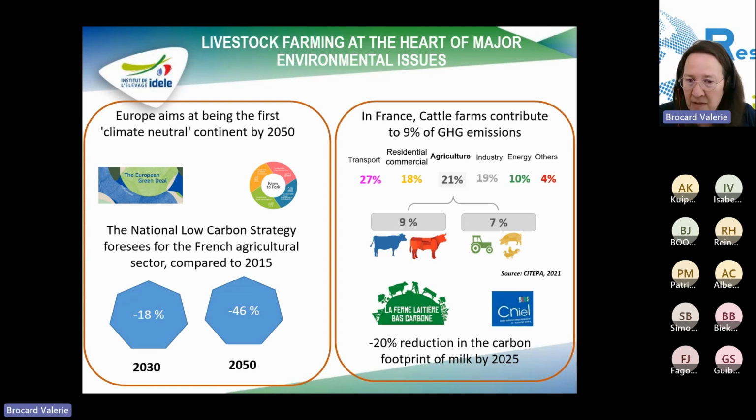So within this frame, we are trying to implement some diagnosis in the commercial farms and to help the farmers to decrease the carbon footprint. And we are also implementing some specific experiments in various places to help the farmer implement a consistent low carbon system.